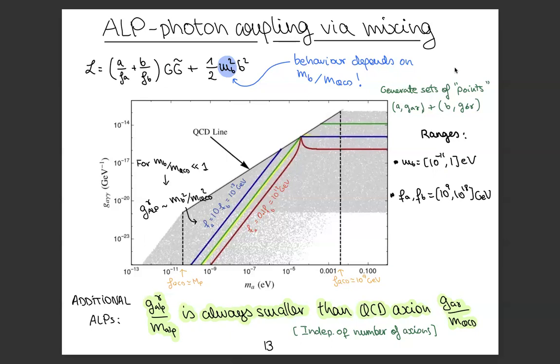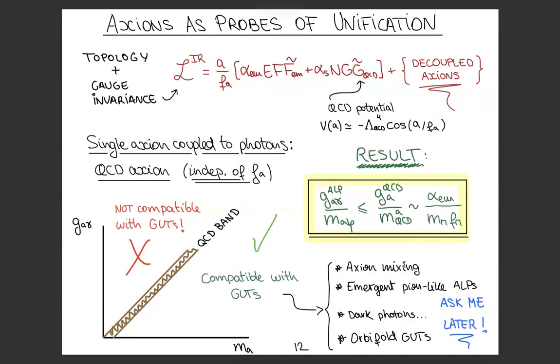Is that a bit more clear? Yeah. Okay, good. So this was just one example that by adding axion mixing, mass mixing or kinetic mixing, you will never populate any region to the left.